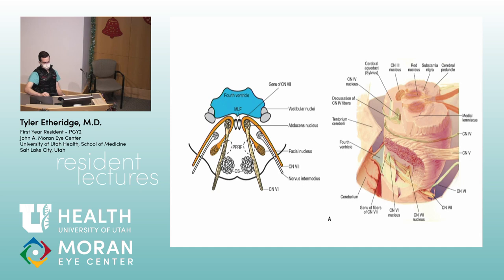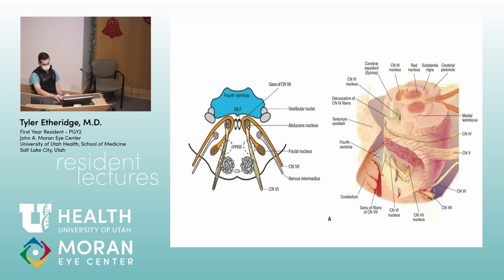So here we have two diagrams, the one on screen left and the one on screen right, both showing predominantly the motor nucleus of 7, which is a cigar-shaped column about 4 millimeters long, located near the caudal third of the pons. You can see it here.